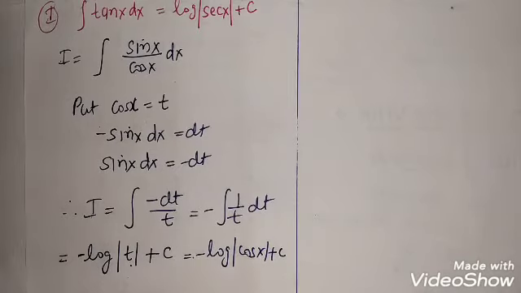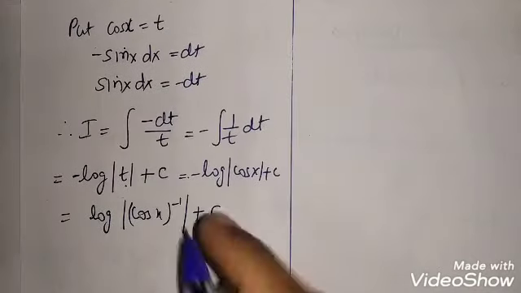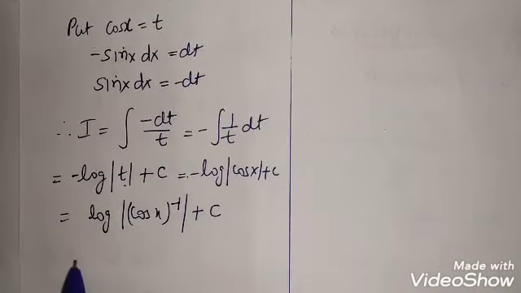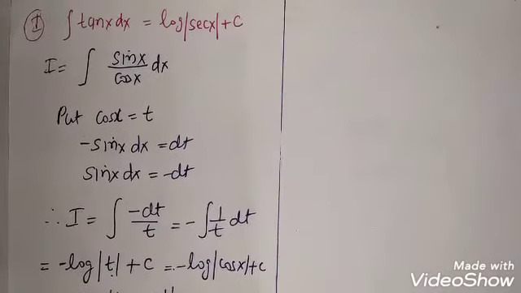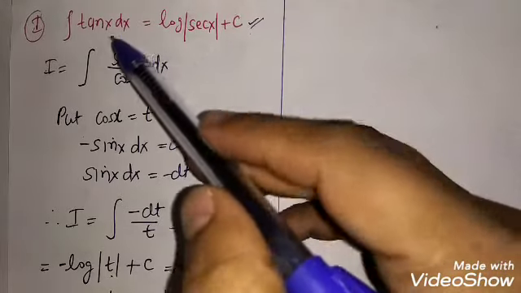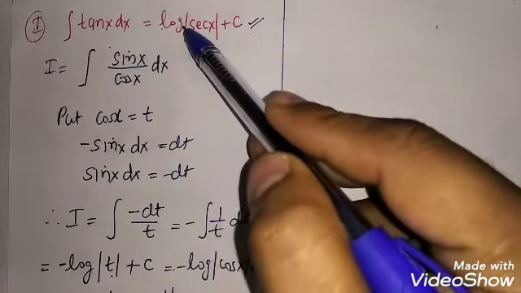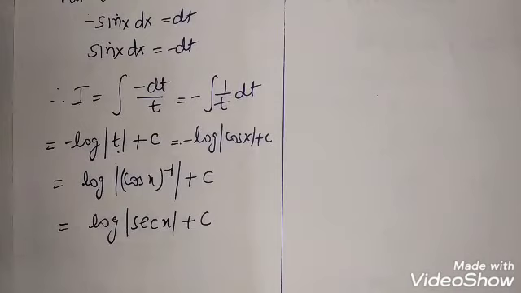You can take the minus inside, so this is log of cos x to the power minus 1 plus c. This is 1 upon cos x, not cos inverse x. 1 upon cos x is secant x, plus c. This is the required formula, as I already told you: integration of tan x equals log of mod secant x plus c. This is the formula you need to retain. I derived it for you. Same is the derivation in your NCERT.